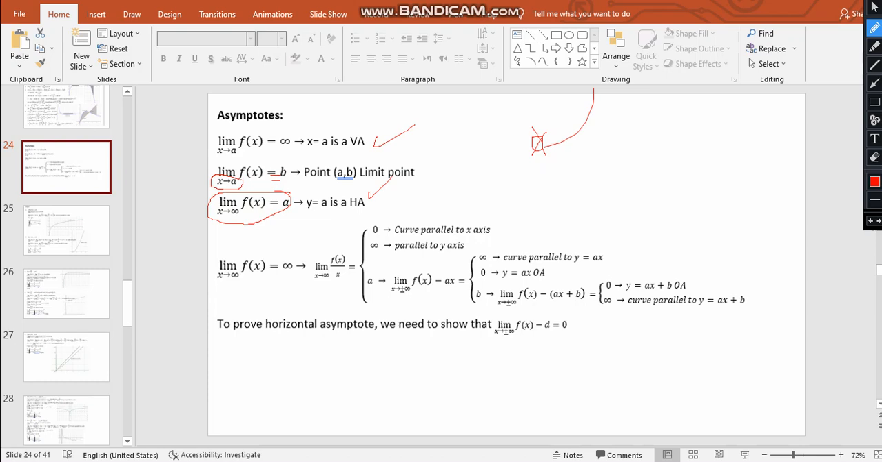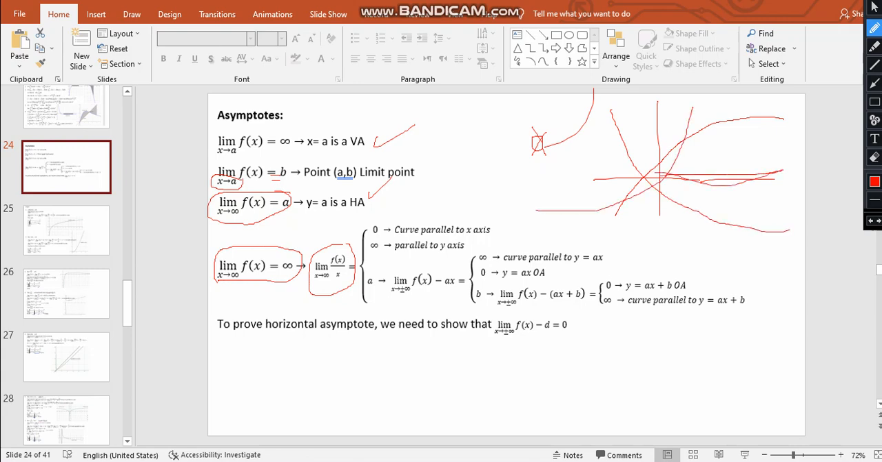Now the study. If the limit as x tends to infinity of f(x) equals infinity, you do the limit as x tends to infinity of f(x) over x. If the answer equals 0, you have a curve parallel to the x-axis. For example, when it goes up, it will become parallel to the x-axis, either from up or from down. It's not the asymptote y = x, but it will be parallel. So if the limit is infinity, we do the limit of f(x) over x. If it's 0, it is parallel to the x-axis.